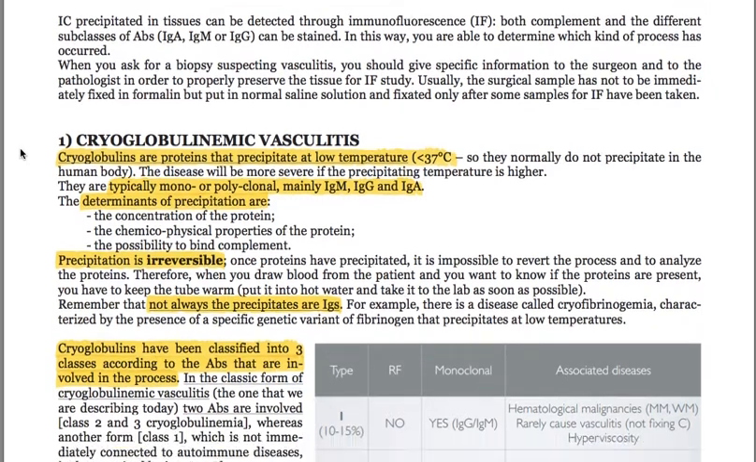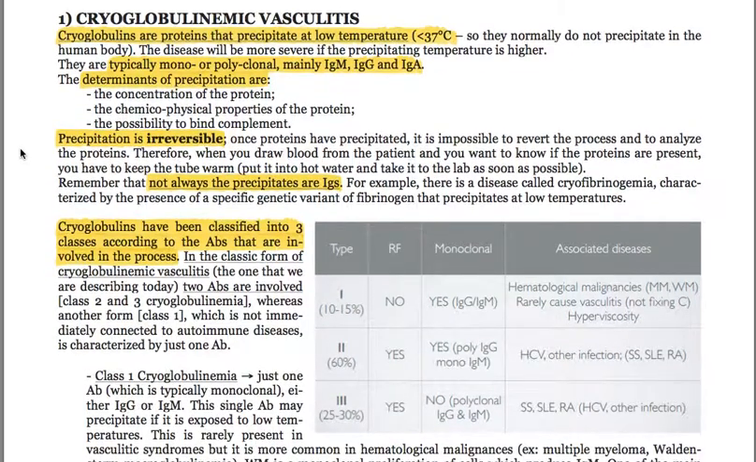So, cryoglobulinemic vasculitis. Cryoglobulins are proteins that precipitate at low temperature, less than 37 degrees, so they normally do not precipitate in the human body. The disease will be more severe if the precipitating temperature is higher. They are typically monoclonal or polyclonal, mainly IgM, IgG, and IgA. The determinants of precipitation are concentration of the protein, chemical-physical properties of the protein, and the possibility to bind complement. Precipitation is irreversible. Once the protein has precipitated, it is impossible to revert the process and to analyze the proteins.